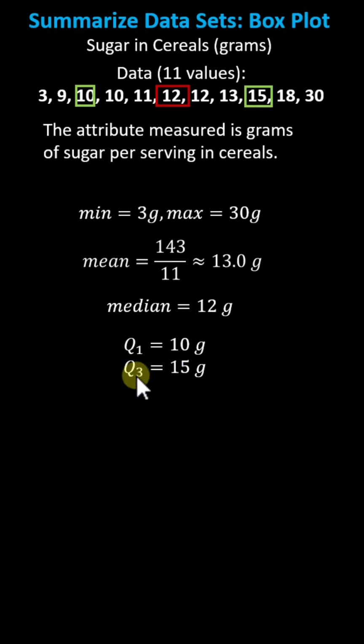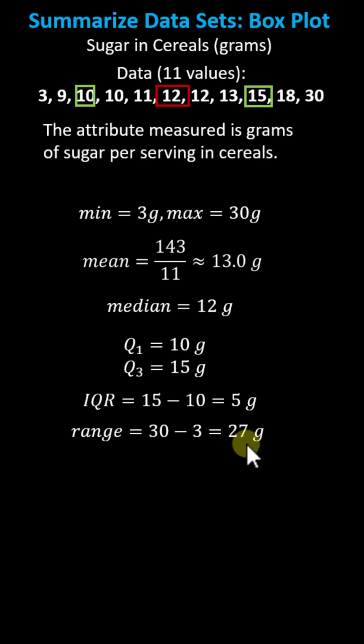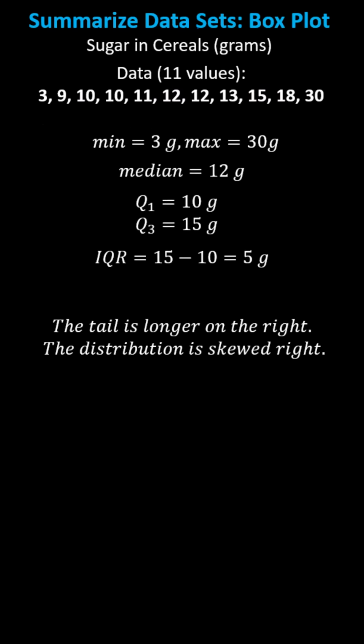The interquartile range is Q3 minus Q1, which in this case is 5. And finally, the range is the maximum value minus the minimum value, which measures variability or spread. The range is equal to 27. And now we use the min, max, median, Q1 and Q3 to create the box and whisker plot.